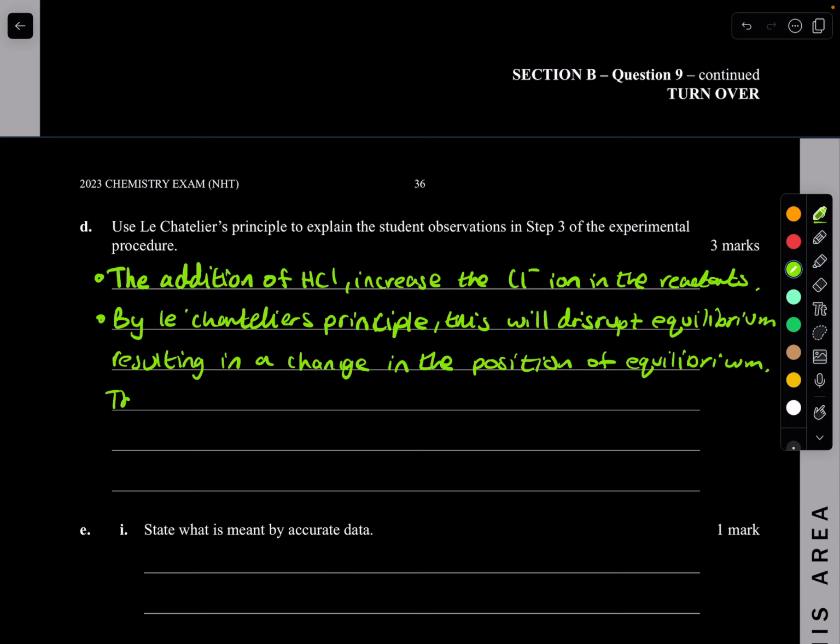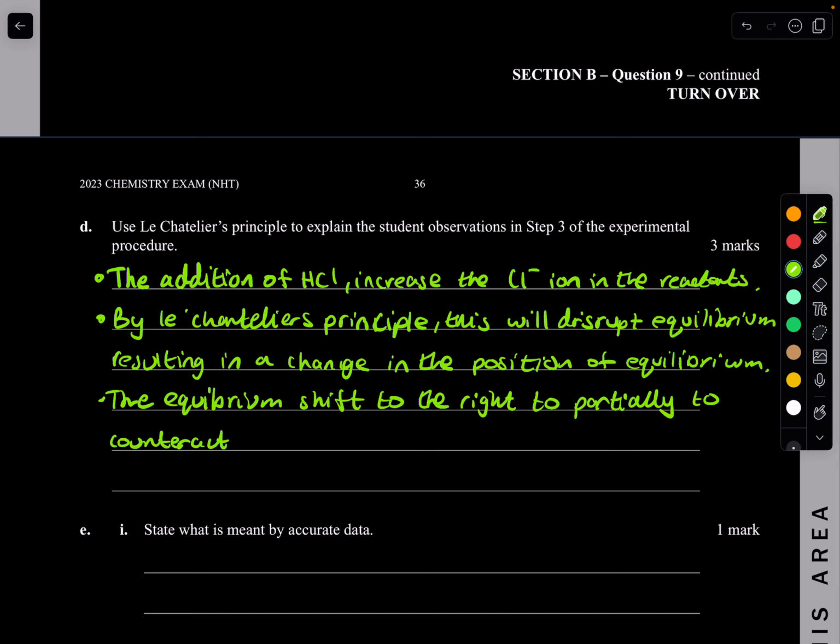The equilibrium shifted where? To the right. So the equilibrium shifts to the right, to partially counteract the increase in concentration of chlorine.